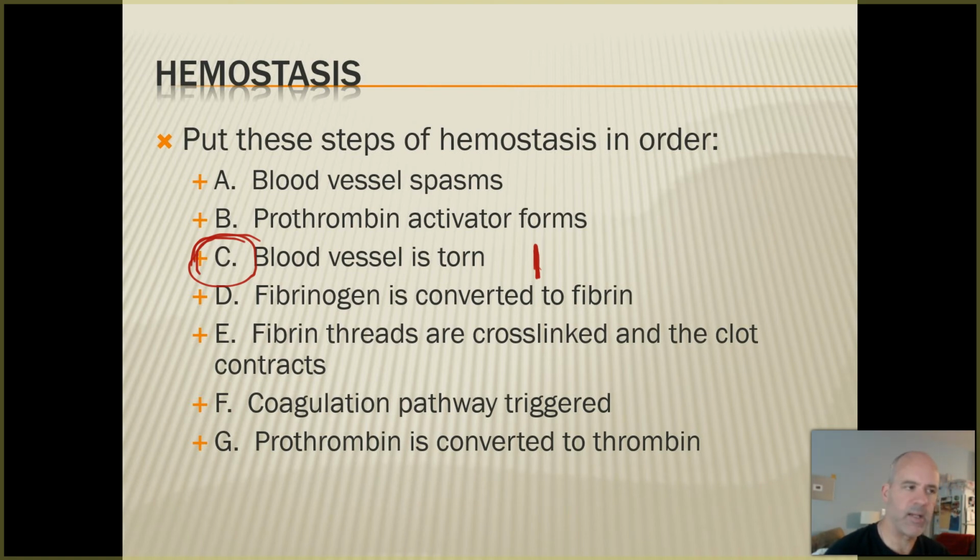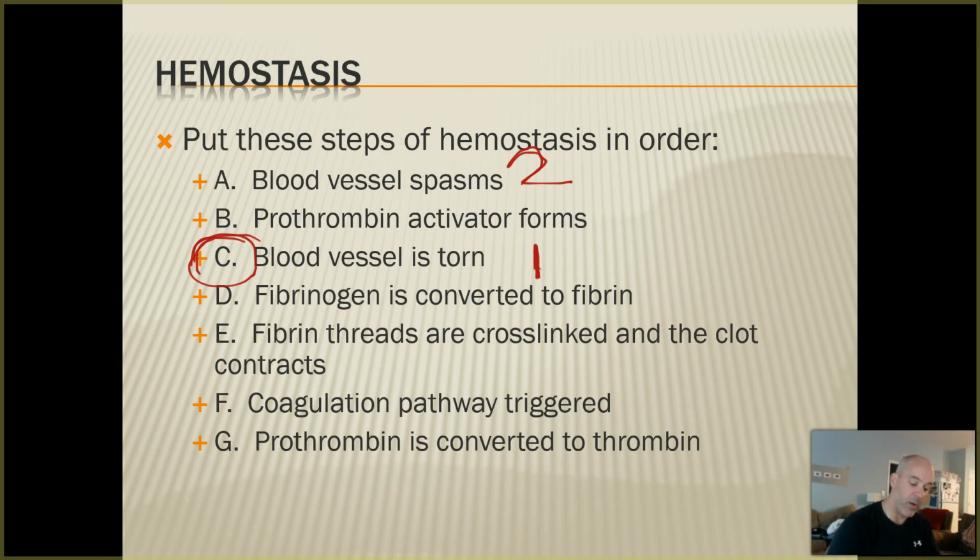All right, so when a blood vessel is torn, what's the next thing that's going to happen? Blood vessel starts to spasm. Remember, that's almost instantaneous. If you have a tear or a crack in a blood vessel, the smooth muscle in the blood vessel starts contracting to try to close off the tear. Let's see what's going to happen next. I was looking for platelet plug formation, but that's not actually part of this question, it's part of the answer, so we'll skip over that one.